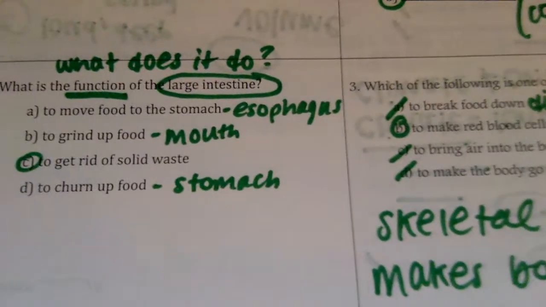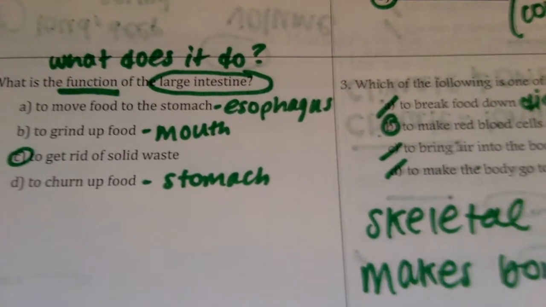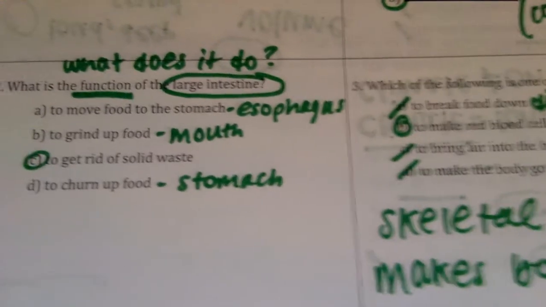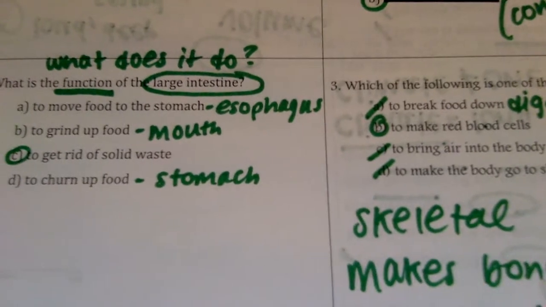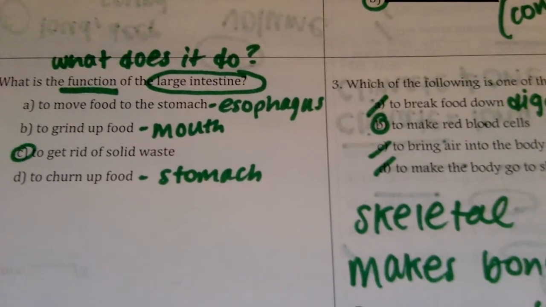If you guys don't remember, when we learned about the large intestine, we talked about it as the exit door. That's how things leave our body, through the large intestine. So we know that the best answer is answer choice C.